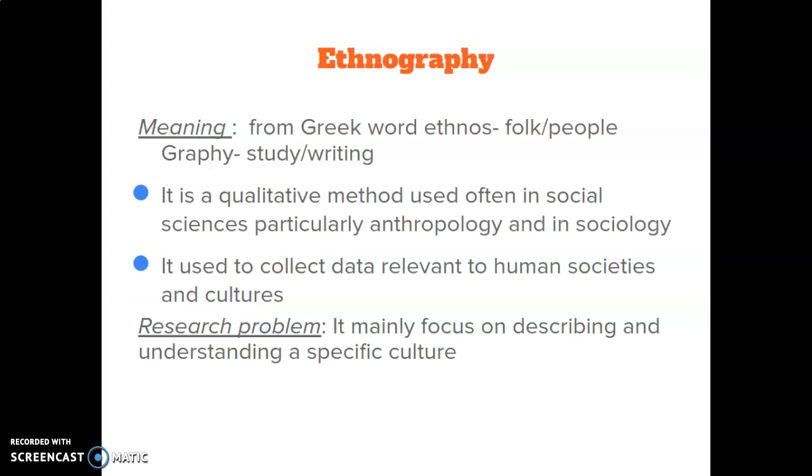What is ethnography? It comes from a Greek word, ethnos, which means people or folk. Graphy, as you all know, means writing or study. So it's a qualitative method used often in social sciences because it is a study about people. It is mostly used in sociology and social sciences and is a part of anthropology. It is used to collect data relevant to human societies and culture.